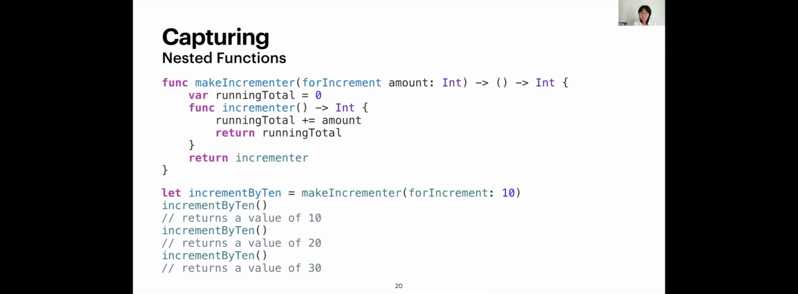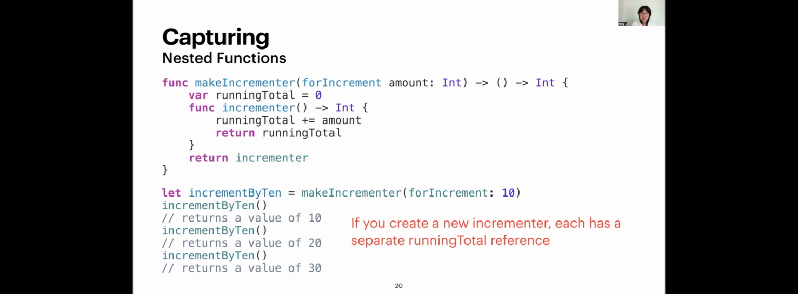And if you create a second incrementer by calling makeIncrementer again, the new one gets its own separate runningTotal. They don't interfere with each other. It's like each closure has its own private copy of the captured state.